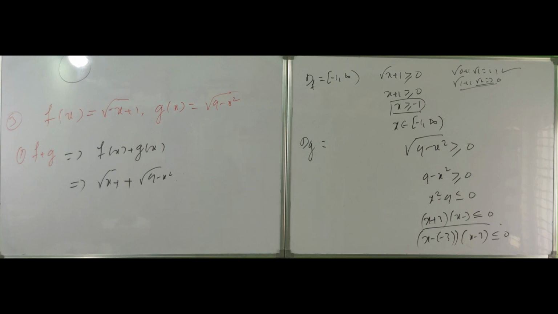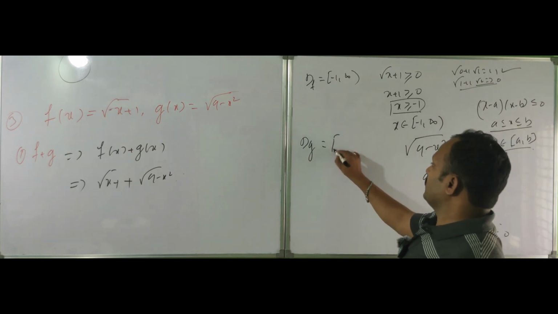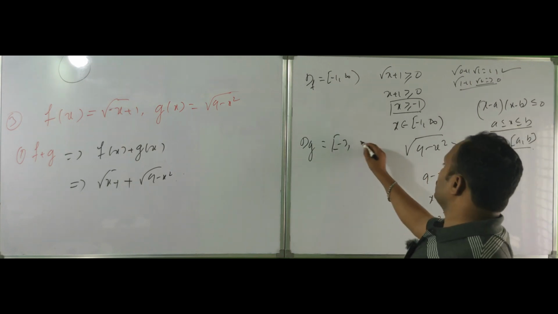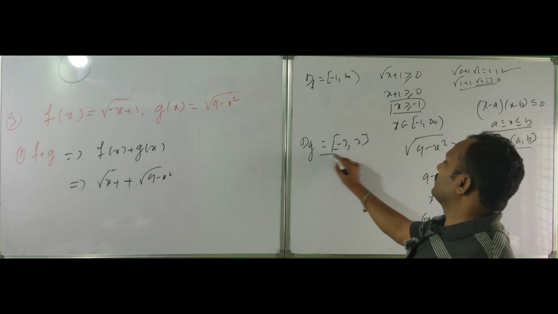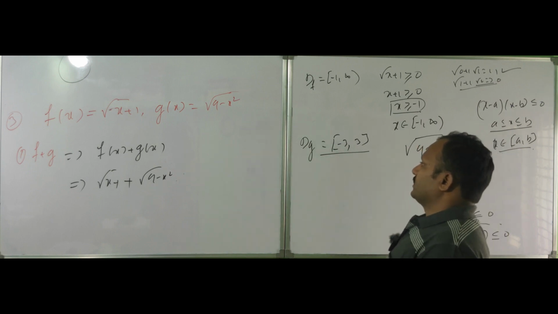For this purpose, you have the formula: if x minus a and x minus b is less than or equal to 0, then a is less than or equal to x less than or equal to b, which means x belongs to the closed bracket of a and b. That is why a is minus 3 here, b is plus 3, D of g.